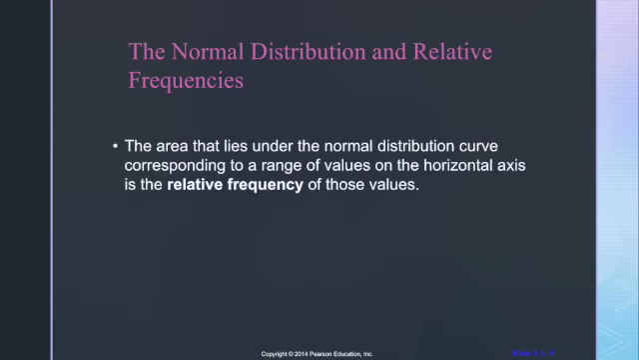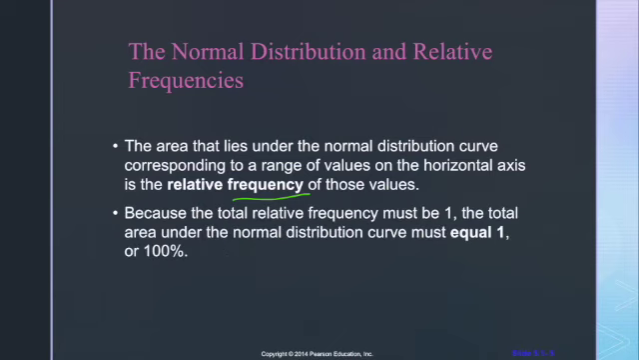The area that lies under the normal distribution curve, corresponding to a range of values on the horizontal axis, is the relative frequency of those values, right? Relative frequency being a decimal, being kind of a probability. Friendly reminder that the area under the normal curve is 1. And because the total relative frequency equals 1, it makes sense that the area under our normal curve must equal 1, right? This is a type of probability distribution. This is the most important thing I need you to remember, okay?